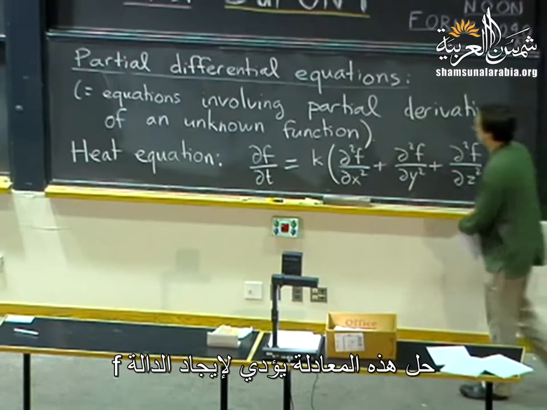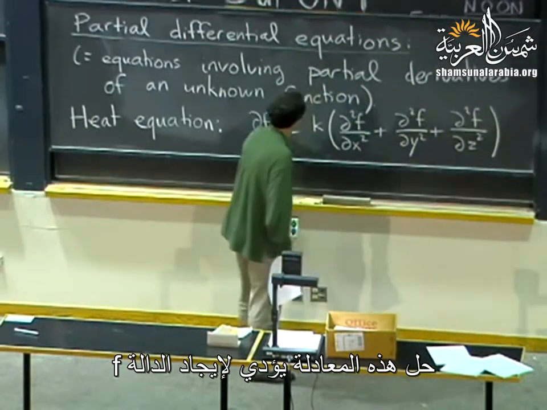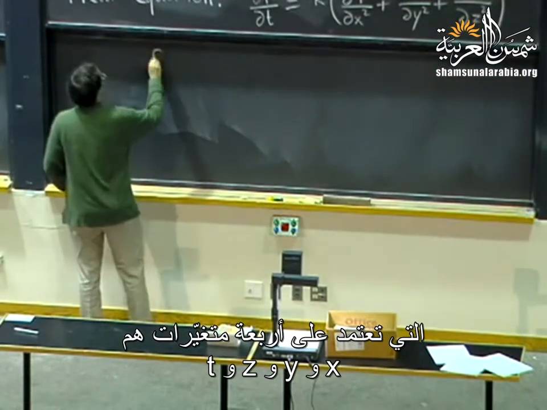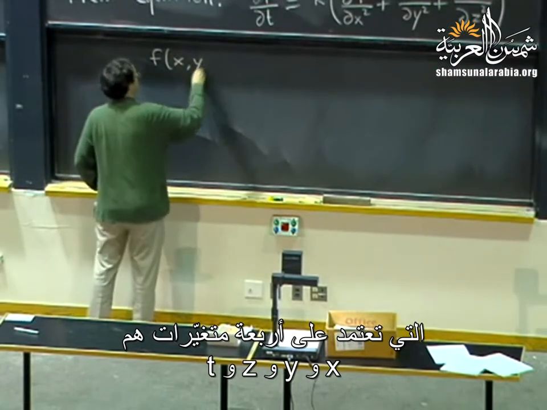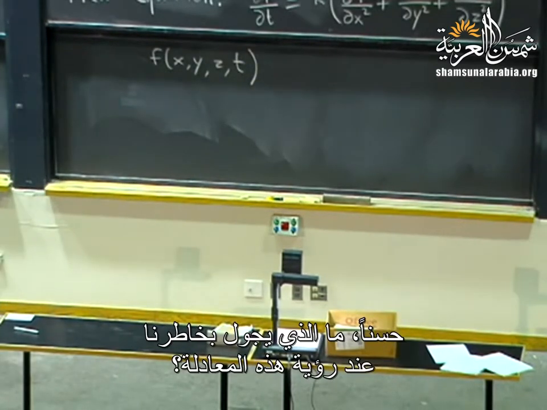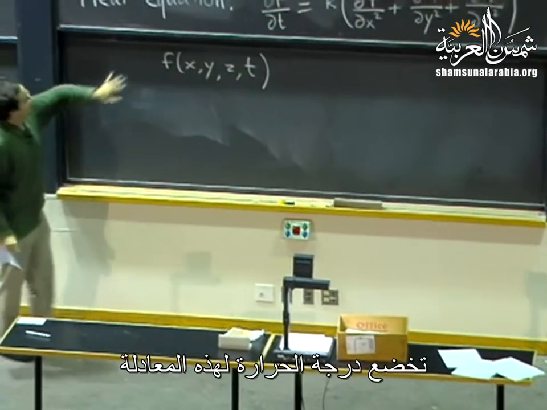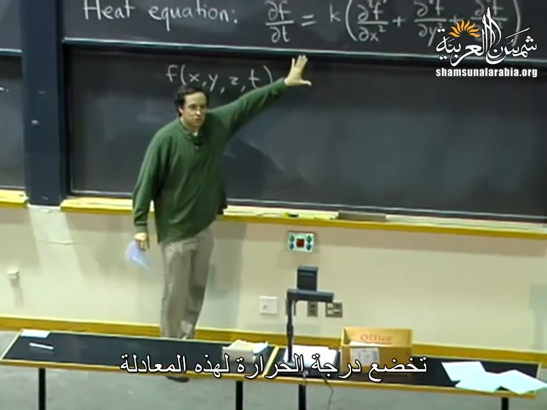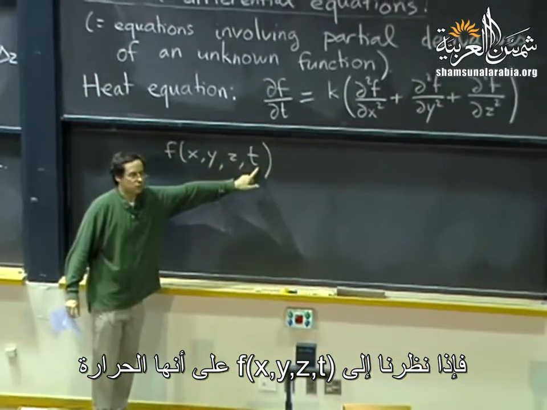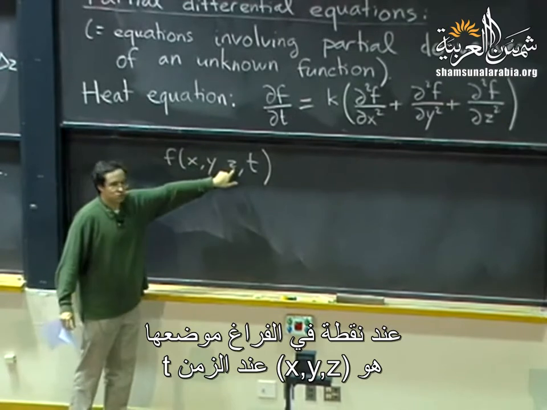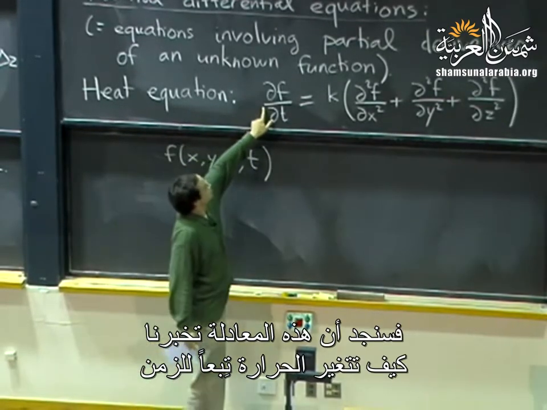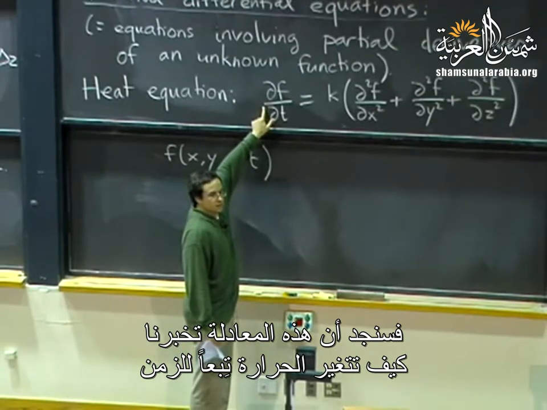So this is an equation where we're trying to solve for a function f that depends on 4 variables, x, y, z, and t. And what should you have in mind? Well, this equation governs temperature. If you think that f of x, y, z, t is the temperature at a point in space at position x, y, z, and at time t, then this tells you how temperature changes over time.